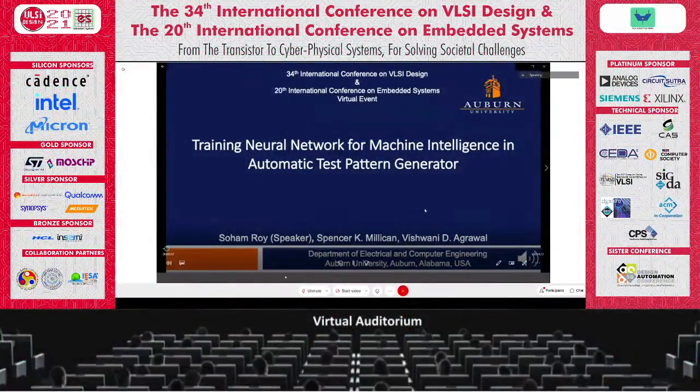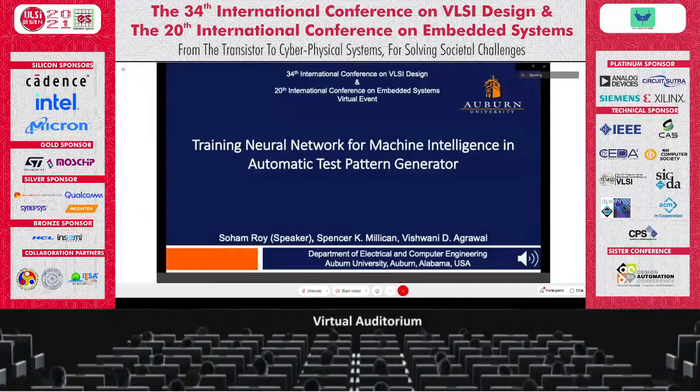Talk titled Training Neural Network for Machine Intelligence in Automatic Test Pattern Generator. My name is Soham Roy and I am a PhD candidate of the Electrical and Computer Engineering Department at Auburn University in Auburn, Alabama, USA, under the supervision of Professor Spencer Millikan and Professor Vishwani Agarwal.